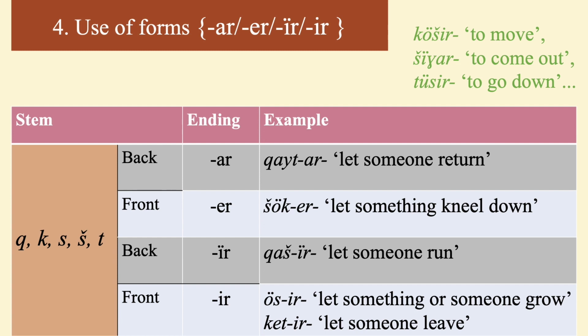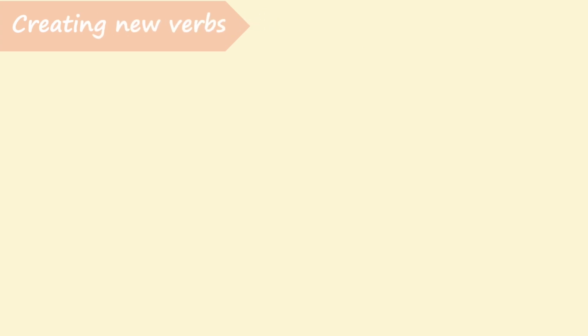Furthermore, most of the verbs derived from those forms are lexicalized, so they are not causative anymore. For example, köşür, to move, шығар, to go out, түсір, to go down, and so on. In addition, some verbs take causative suffixes to produce new verbs.